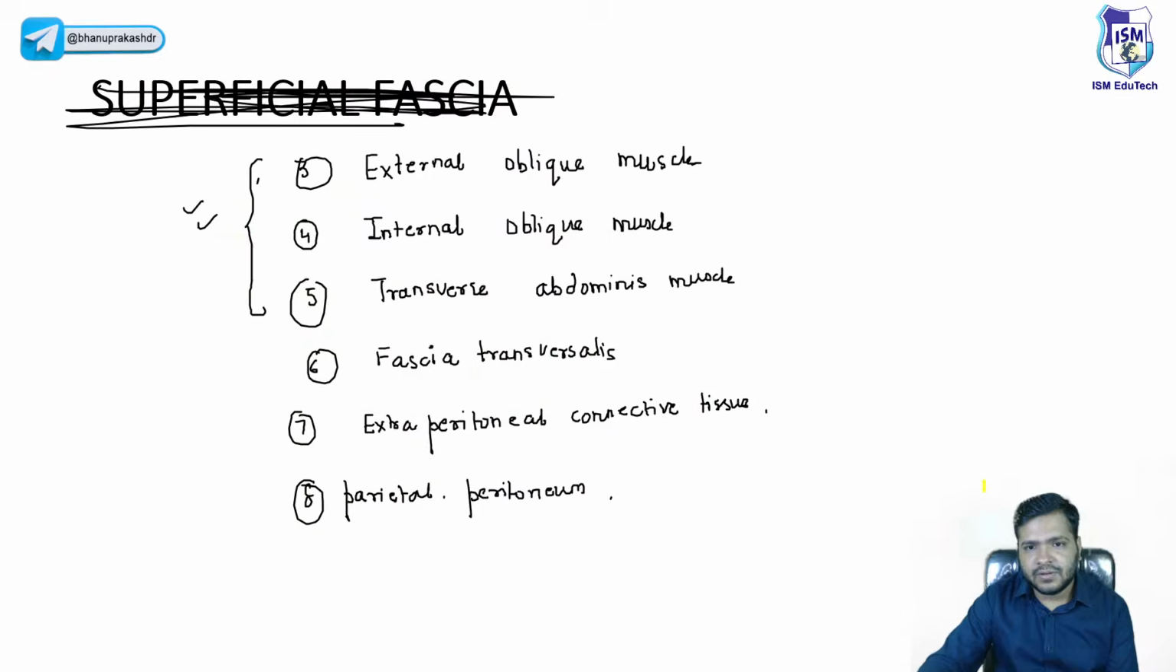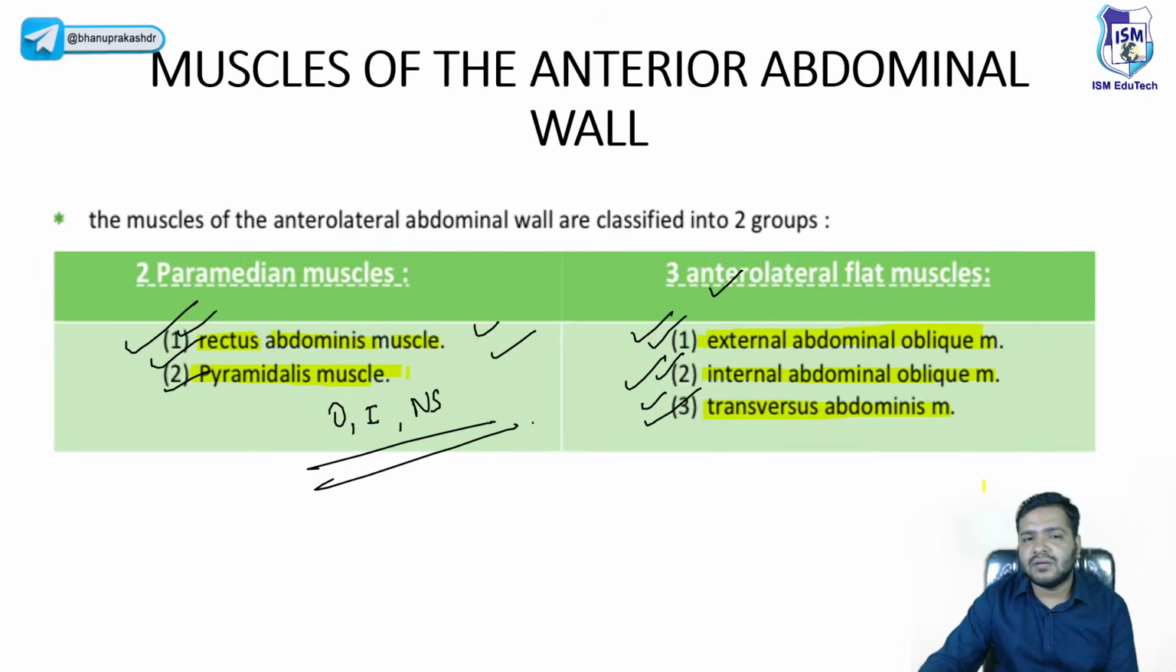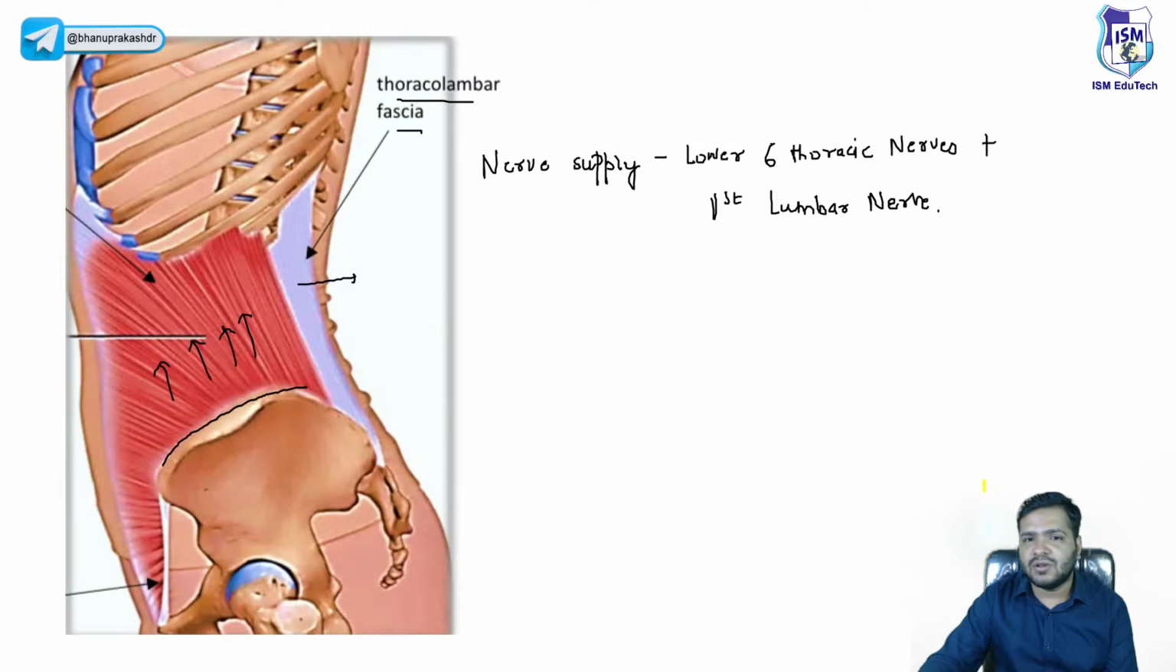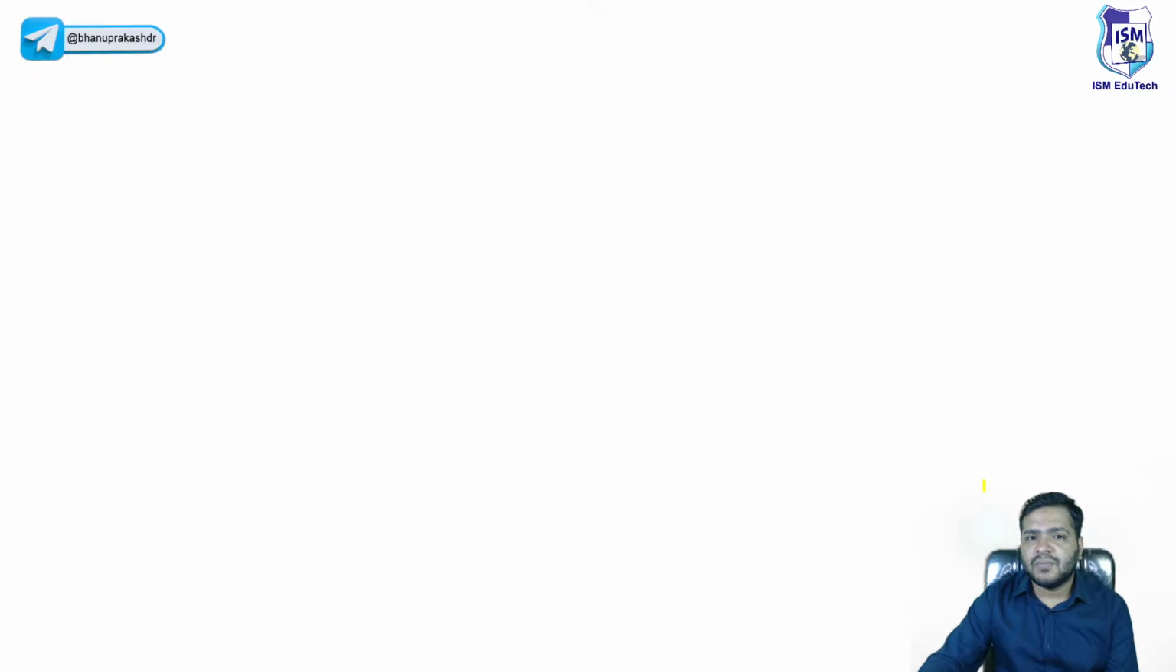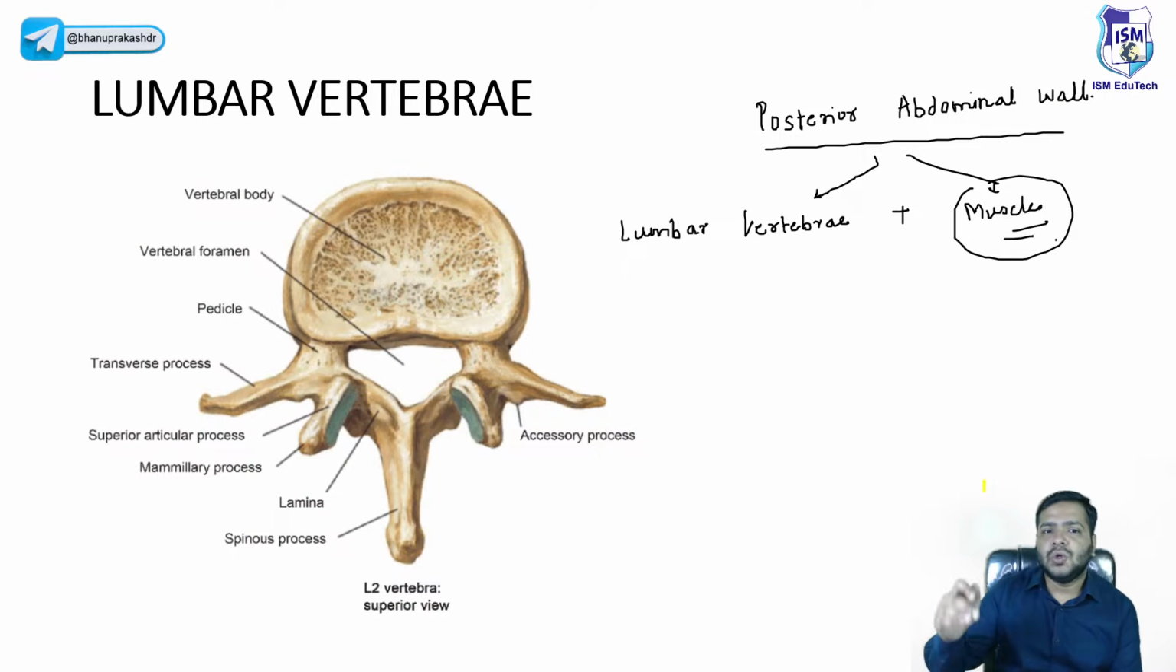Let us now start. I'll discuss the lumbar vertebra. You already know the parts. We have the vertebral body. We have the foramen in between, called the vertebral foramen, the space present over here. We have the pedicle part, the transverse process, and the spinous process.